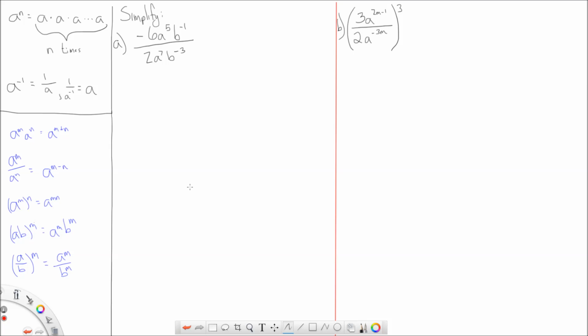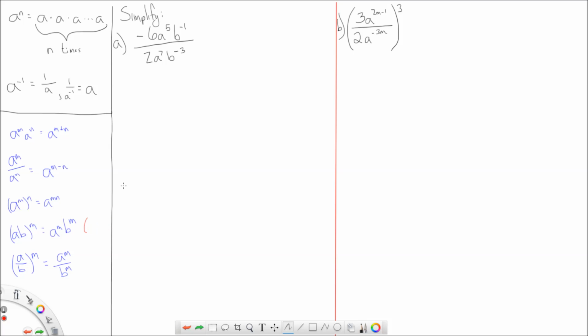So first note that there's no addition rule, so this rule isn't true. If you have a plus b all to the m, that's not the same as a to the m plus b to the m. This rule doesn't apply to addition and subtraction. Just make sure you only use this distributing of the exponent when you have multiplication and division.